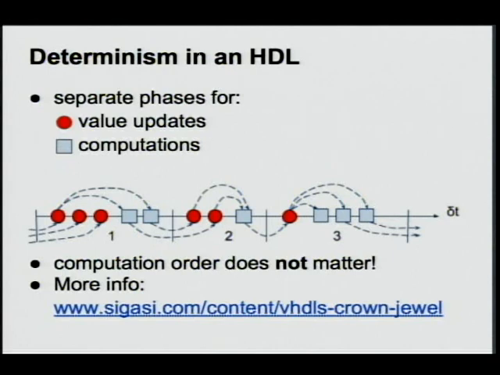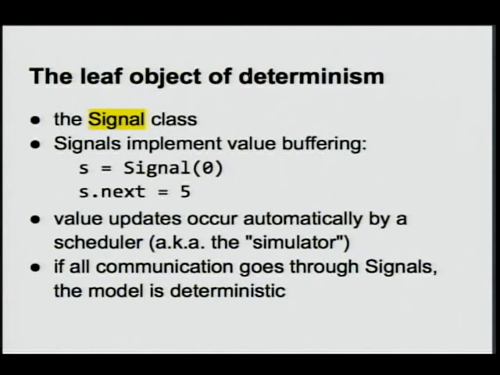So the first class in MyHDL that is important to know about is the signal class. Because that's in fact what I call the leaf object of determinism. What a signal does, it buffers the value. It's not like a variable that immediately transports the value. If you declare a signal, you can afterwards assign to an attribute, which is called the next attribute, and that means the next value of the signal should be such and such.